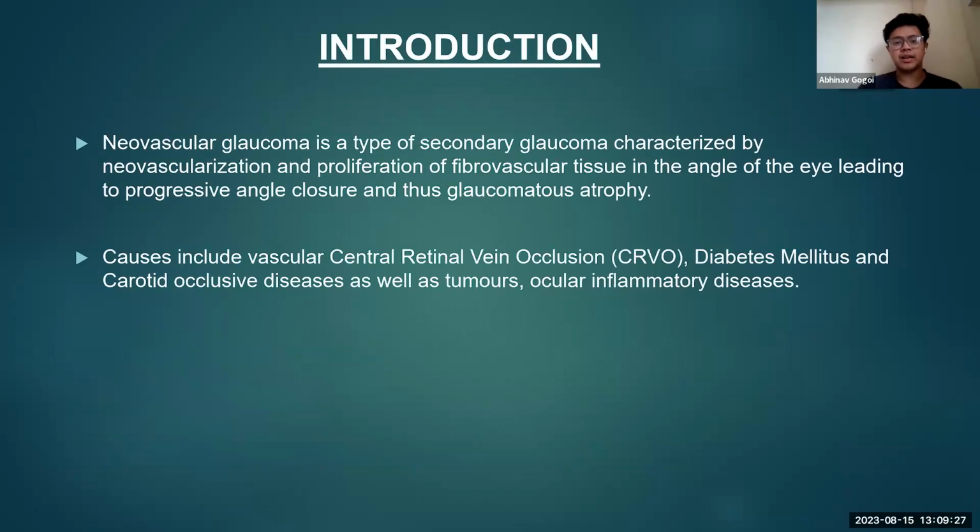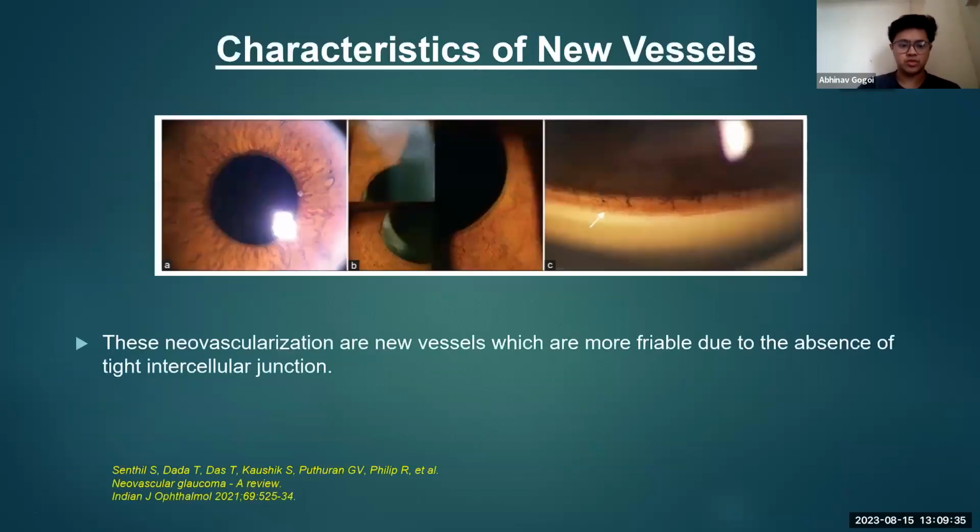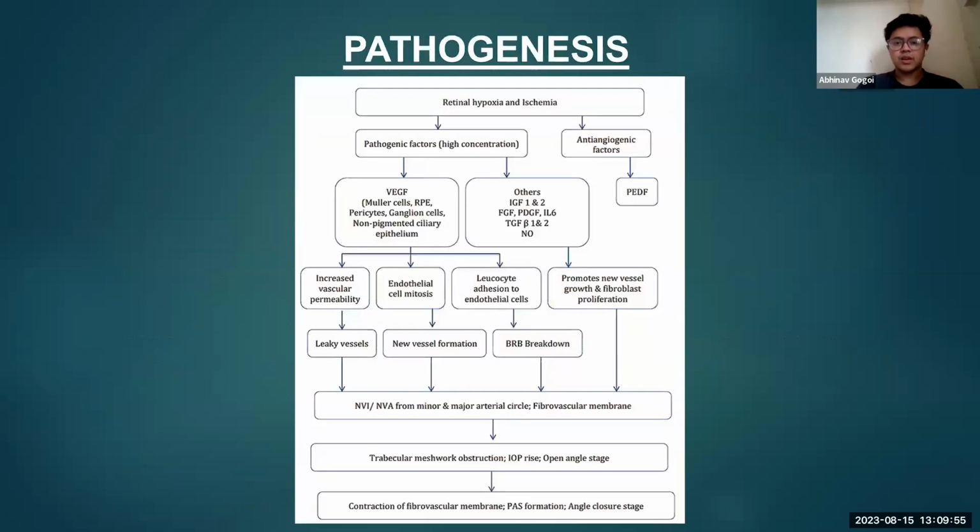It is a type of secondary glaucoma in which the angle is obstructed by neovascularization and there is angle closure, which leads to a sequelae of glaucomatous optic atrophy. The characteristics of the new vessels are that they are very friable as they have an absence of tight intercellular junctions. We can see in the left hand side picture, there's rubeosis iridis in the iris. And in the gonioscopic image, we can see that the new vessels are invading the sclera first.